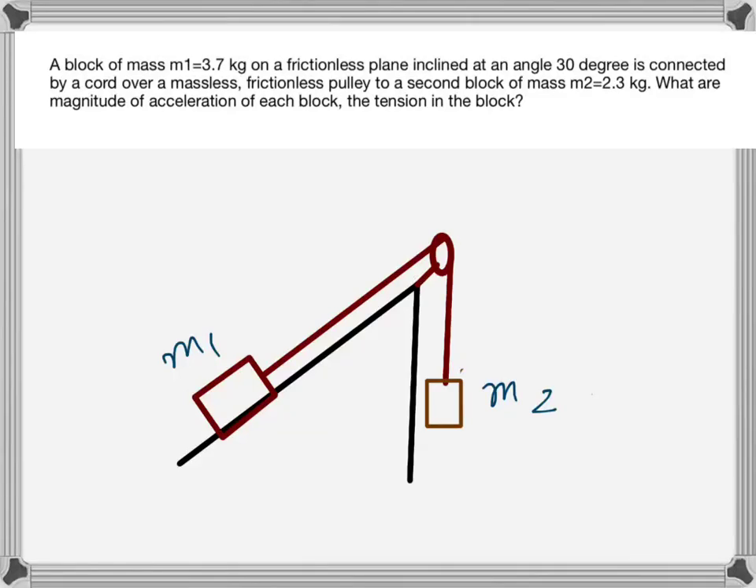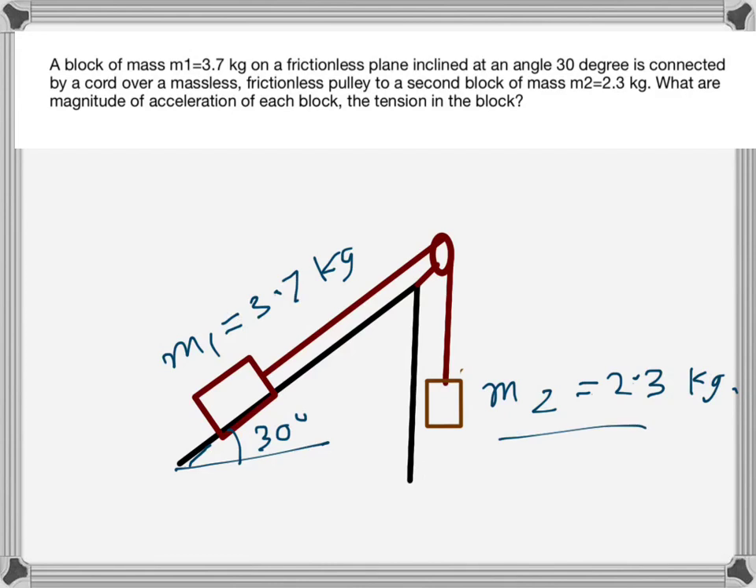Okay, so the problem says a block of mass m1 equal to 3.7 kg, which is this one, on a frictionless plane inclined at an angle of 30 degrees, is connected by a cord over a massless frictionless pulley to a second block of mass m2 equal to 2.3 kg. So the first mass m1 is on a frictionless surface inclined at 30 degrees, and this is connected to another mass through a pulley, which is the second mass, 2.3 kg.